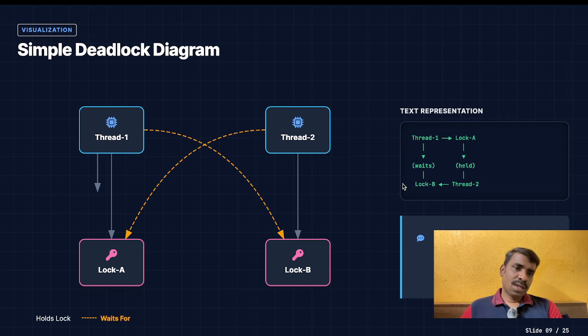So, the simple deadlock diagram. You already know this, right? Thread 1 and thread 2: thread 1 acquired lock A and is waiting for lock B. Thread 2 acquired lock B and is waiting for lock A. So this is an infinite loop, infinite waiting.